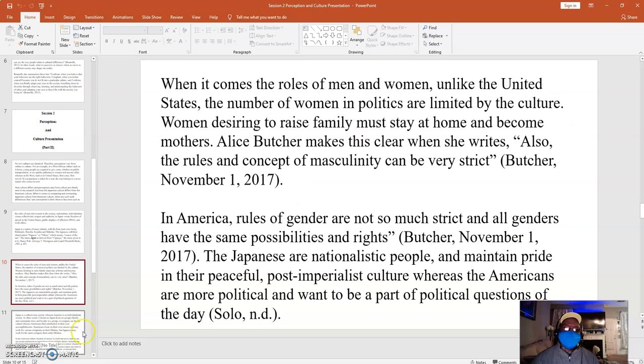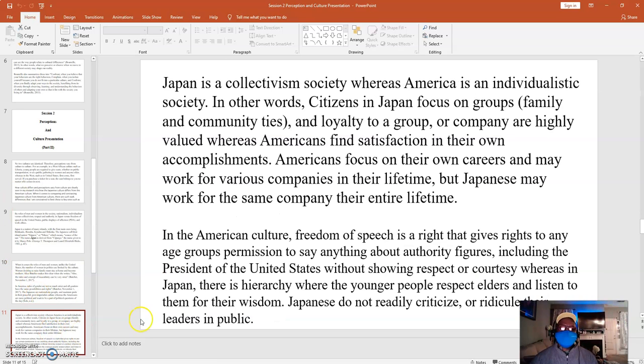So quickly, these are the differences. In America, there are no rules when it comes to gender. But gender rules in Japan are real strict. It's not like in the United States. The Japanese believe that a man is a man, a woman is a woman, and the Japanese are nationalistic people and maintain their pride in the peace and post-peace, whereas Americans want to be involved in all political activities.